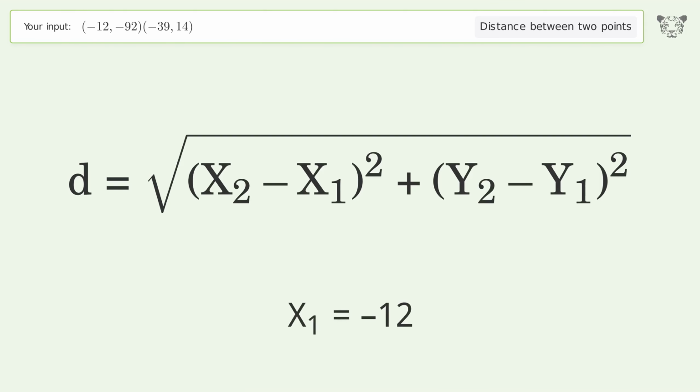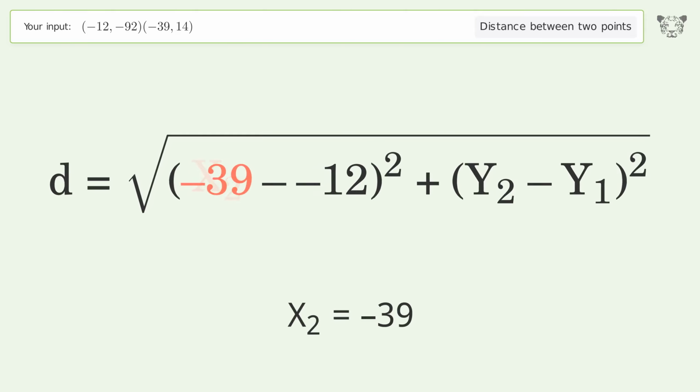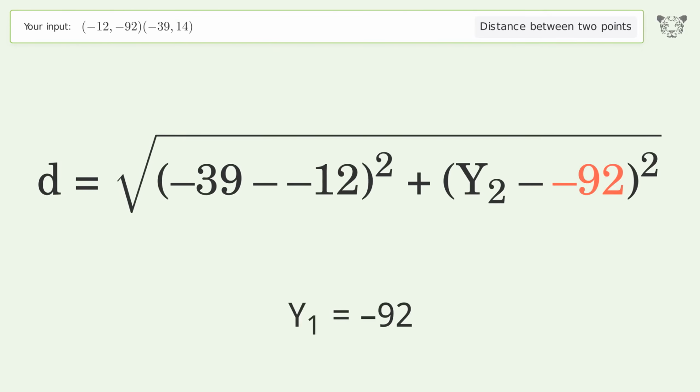x1 equals -12. x2 equals -39. y1 equals -92. y2 equals 14.